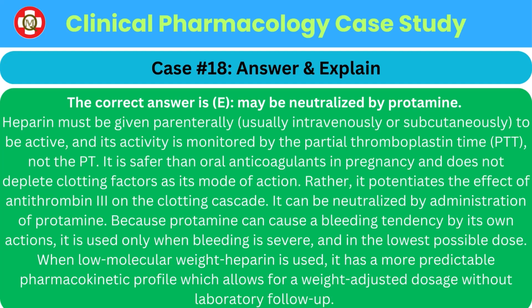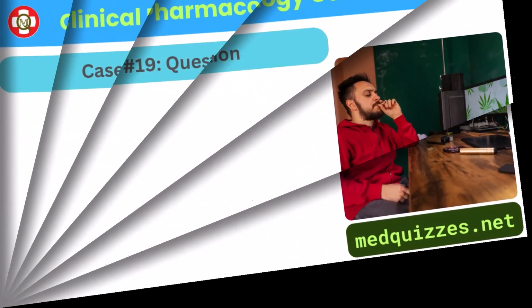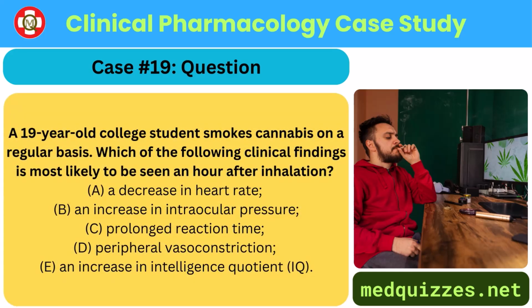It can be neutralized by administration of protamine. Because protamine can cause a bleeding tendency by its own actions, it is used only when bleeding is severe, and in the lowest possible dose. When low molecular weight heparin is used, it has a more predictable pharmacokinetic profile which allows for a weight-adjusted dosage without laboratory follow-up. Case number 19, a 19-year-old college student smokes cannabis on a regular basis.